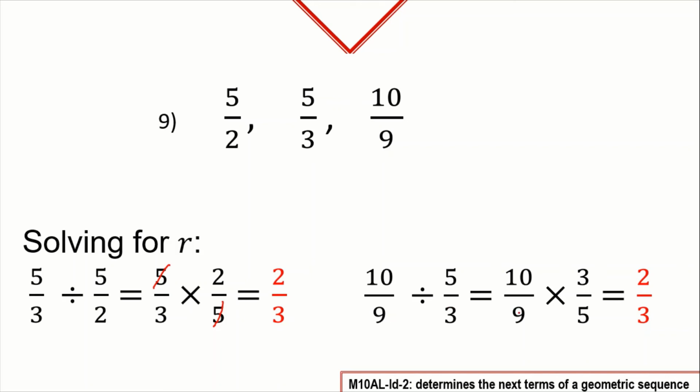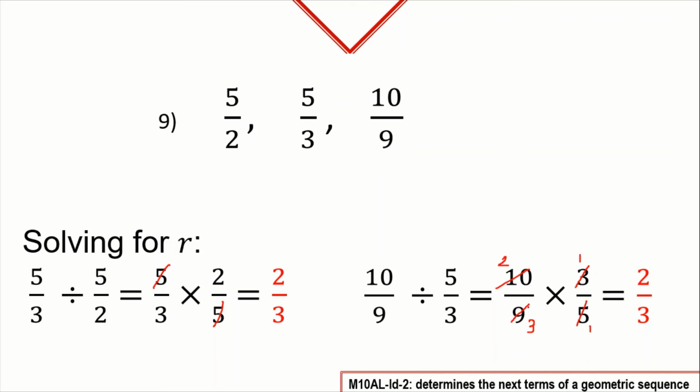So, copy 10 over 9. Reciprocal ng second fraction, we have 3 fifths. Then, proceed to multiplication. Etong 10 and 5, pwede nating i-divide by 5, ano? So, ito yung magiging 1, ito magiging 2 na lang. Then, si 3 and 9, pwede nating i-divide by 3. So, 3 divided by 3 is 1. 9 divided by 3 is 3.